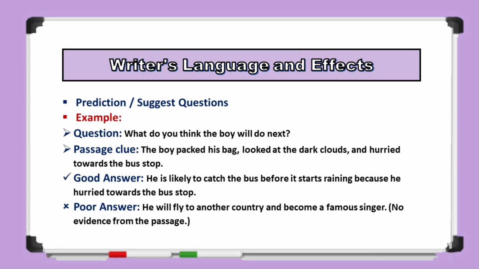For example, if a boy packs his bag, notices dark clouds, and rushes towards the bus stop, it is reasonable to predict that he is trying to catch the bus before it starts raining. However, saying that he will suddenly fly to another country and become a famous singer has no support from the passage and would not receive any marks.